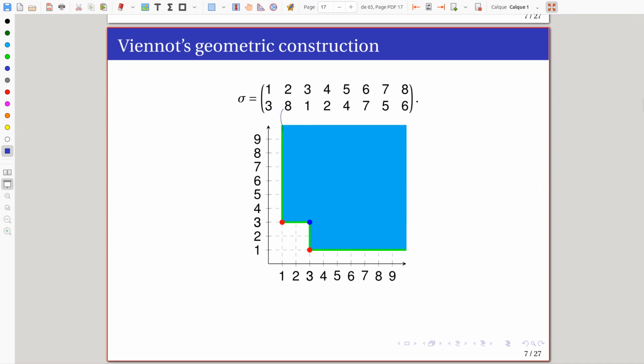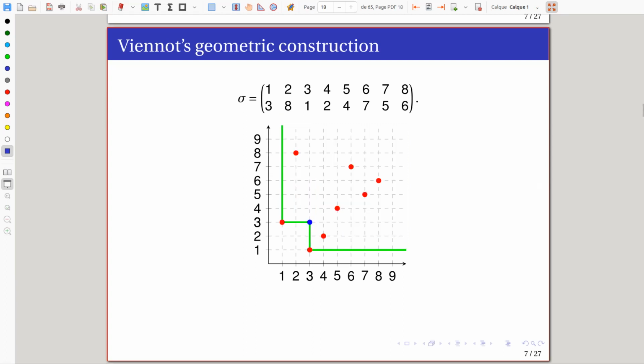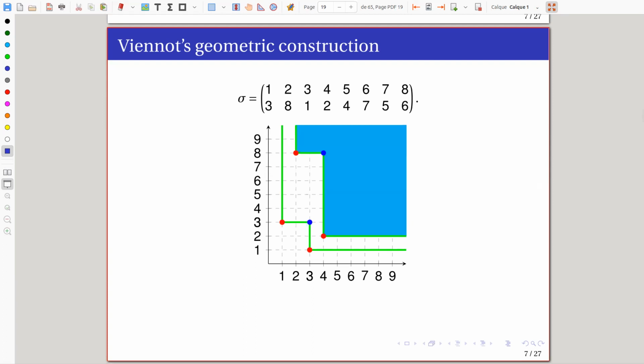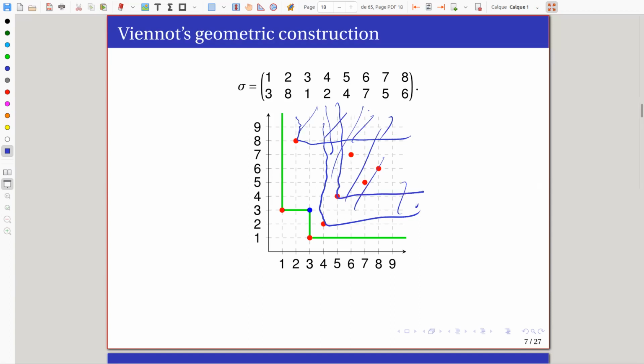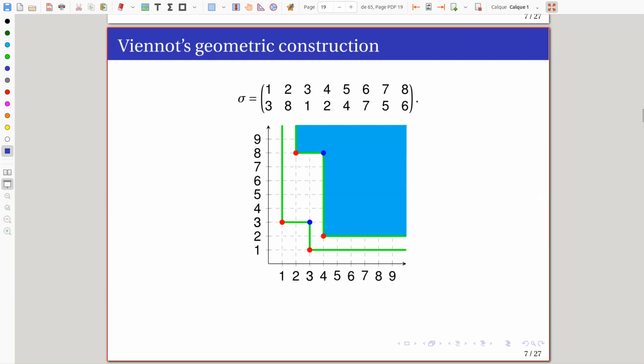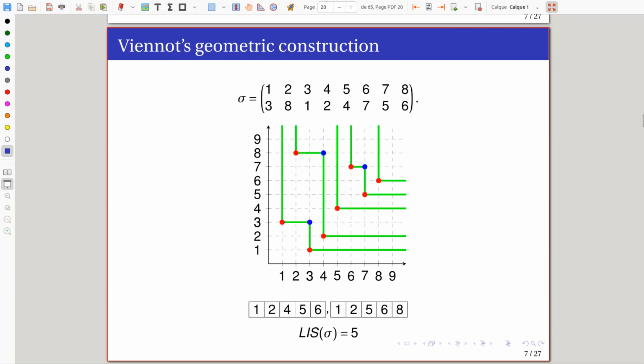So what you do is you keep the boundary and you repeat the same procedure with the red points, which are not yet used. So here we shade this part for the first point. We shade this part for the second point. And we continue. And we have a second boundary. And we continue till the end. So this will give the first row of the two Young tableaux.